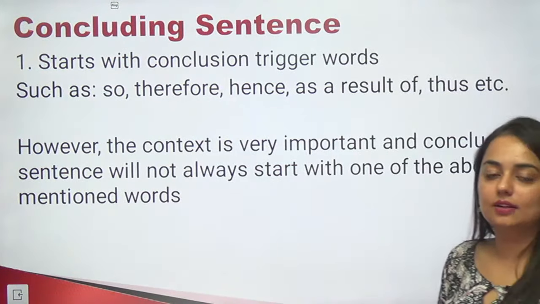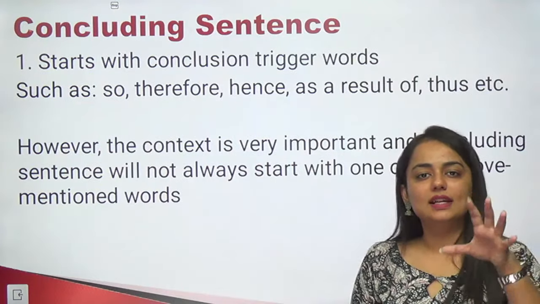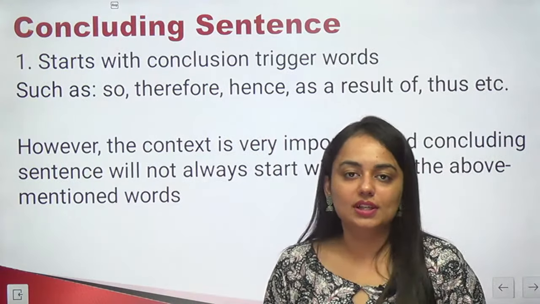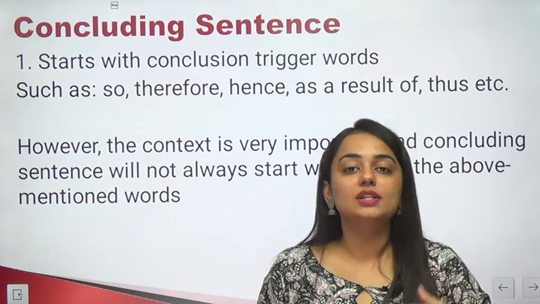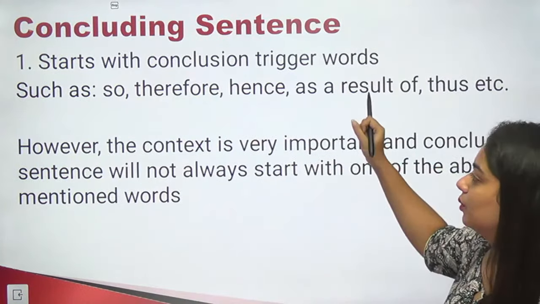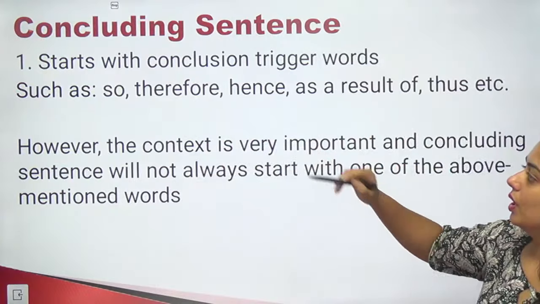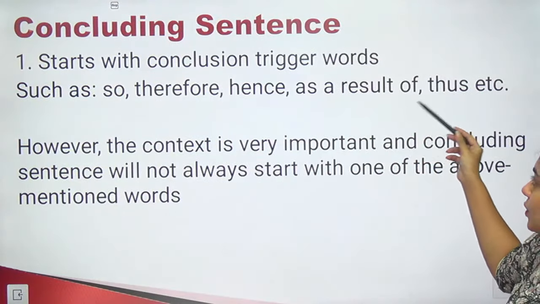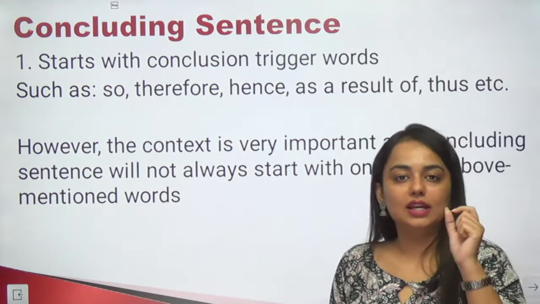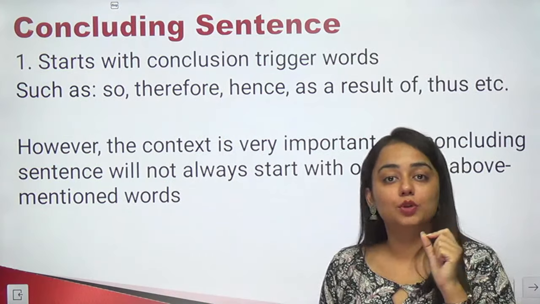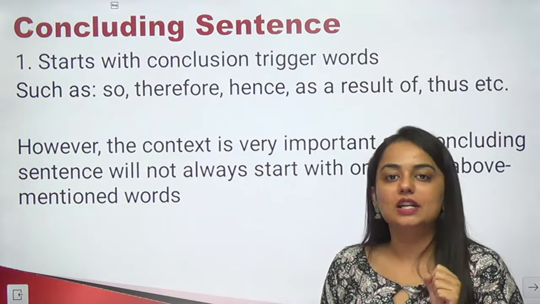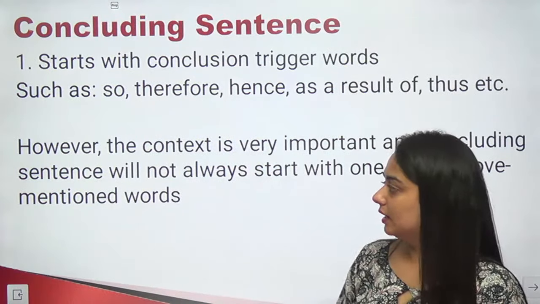Concluding sentences. Now done with the opening sentences, let's see how to guess the last sentence. So once we are done with the opening and the closing sentence, it becomes easy to arrange the rest of the sentences. It starts with conclusion trigger words like such as, so, therefore, hence, as a result of, thus, etc. So again, these are the trigger words, the key words that you should notice. If they are present in any of the sentences, read the sentence carefully, look at the context. It might be the closing line, the concluding line.